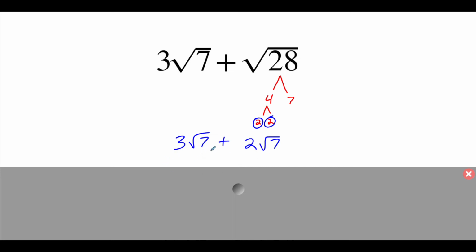These have the same radical, so it's safe to add them together. So we look at the numbers in front. 3 plus 2 is 5, and then we leave that square root of 7 attached on the end. So we get 5 root 7 as our answer.